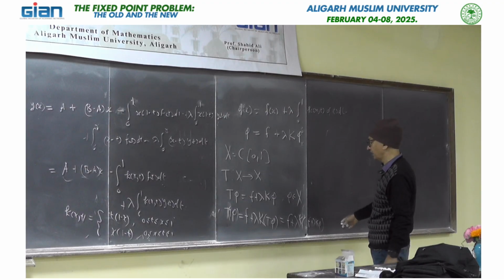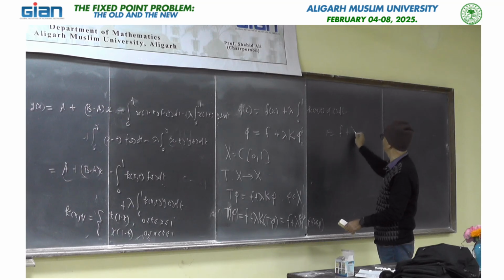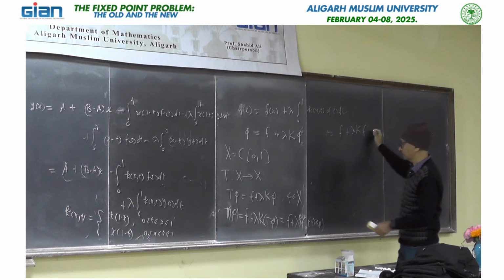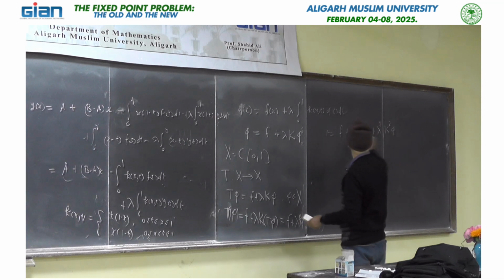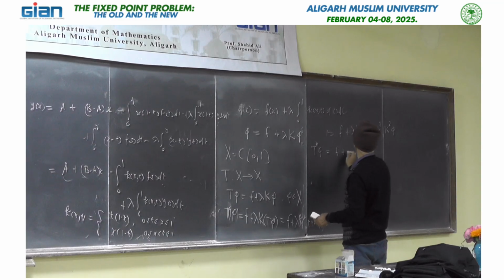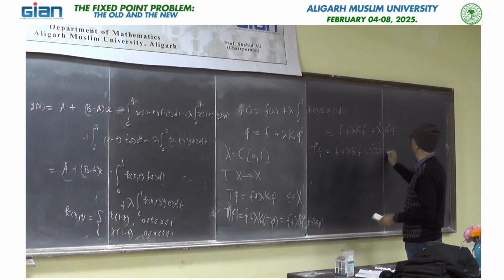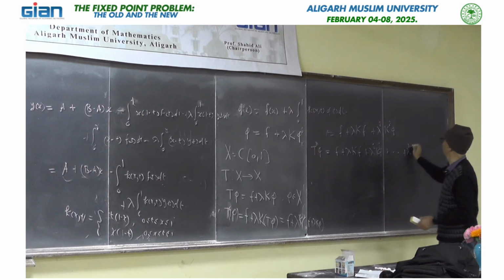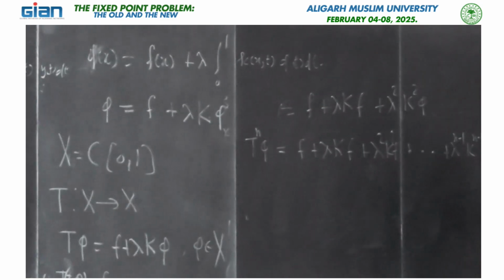So continuing this way, what happens here? This comes out as f plus lambda Kf plus lambda squared K squared phi. So it keeps on shifting. T to the power n phi will then be f plus lambda Kf plus lambda squared K squared f and so on, plus lambda to the power n minus 1 K to the power n minus 1 f plus lambda to the power n K^n phi.